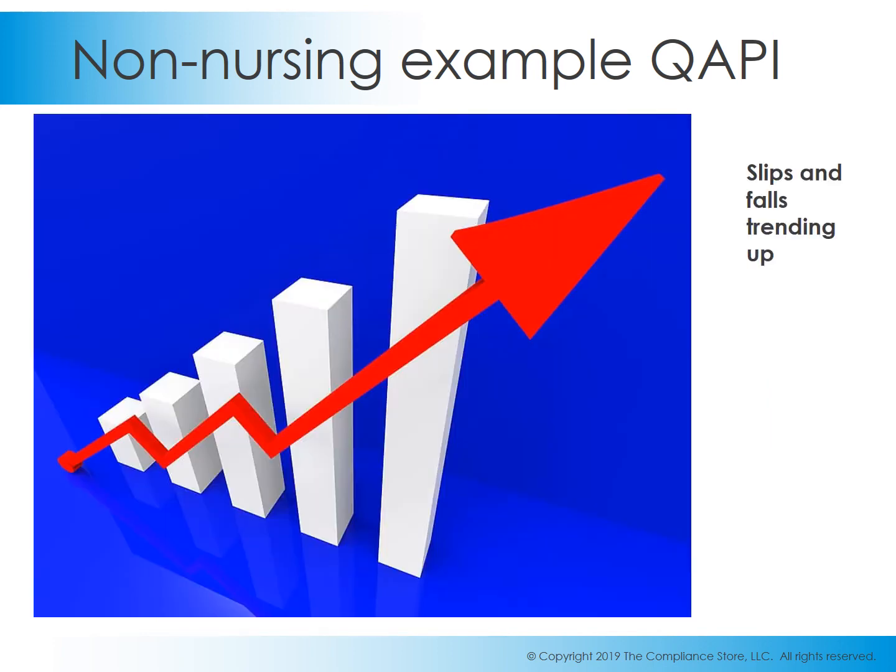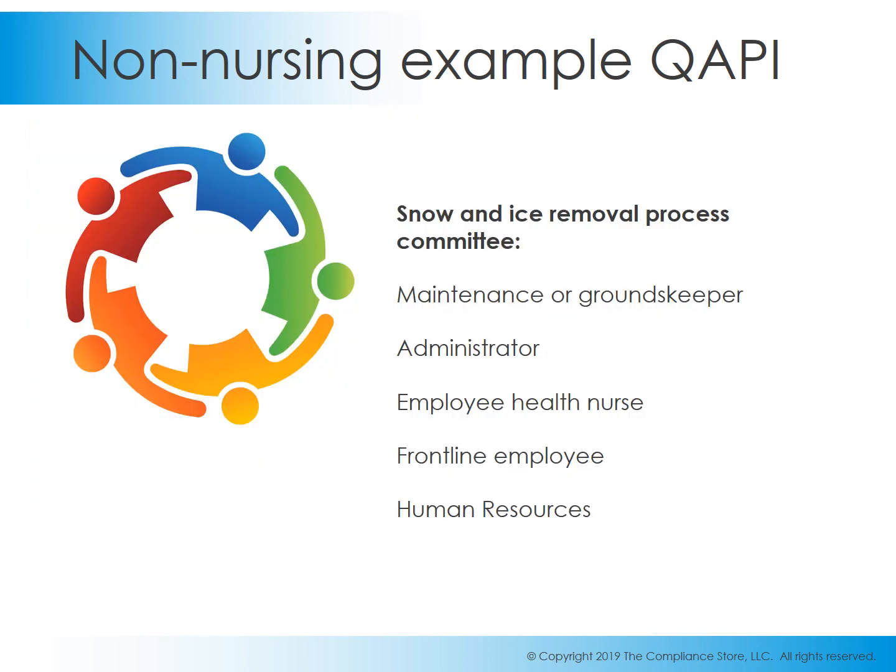Before we can begin our process improvement plan on keeping parking lots free of ice and snow, we need to first identify that there is a need for a process change. Let's say, for example, we have observed a pattern of increased falls in the parking lot. A committee of people has been selected to look at the overall process for ice and snow removal and determine the root cause of the increase in slips and falls.